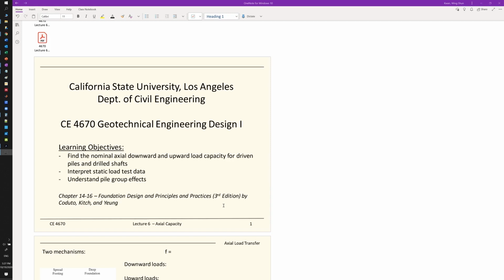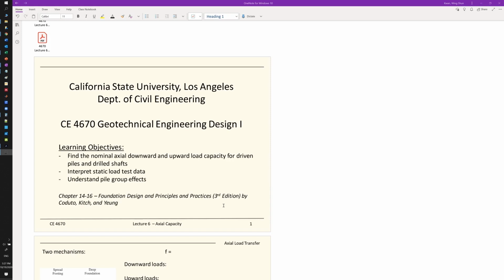For this particular lecture, the learning objectives are: first, we will learn how to find the nominal axial downward or upward load capacity for different piles and different shafts. When we say piles, you imagine those would be metal piles, steel piles, and when we talk about shafts, those will be the drilled concrete piles. Also, we will learn how to interpret static load test data. We will also talk about the pile group effects.